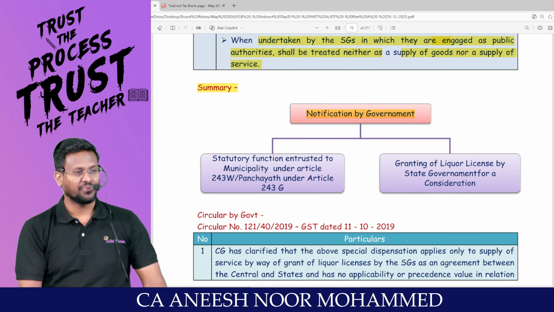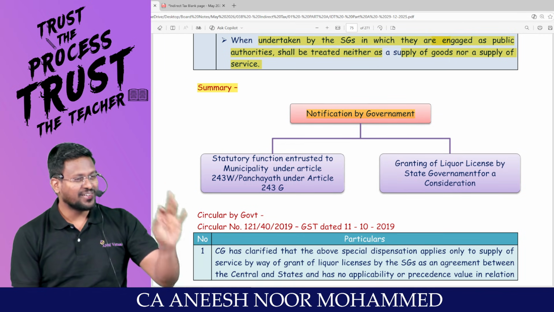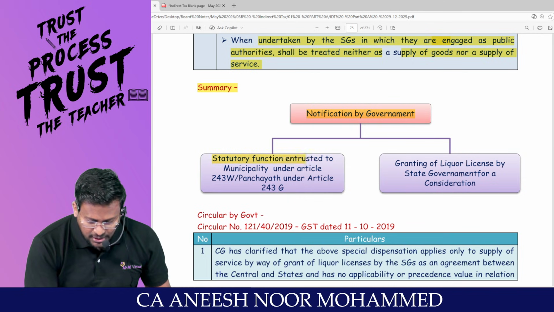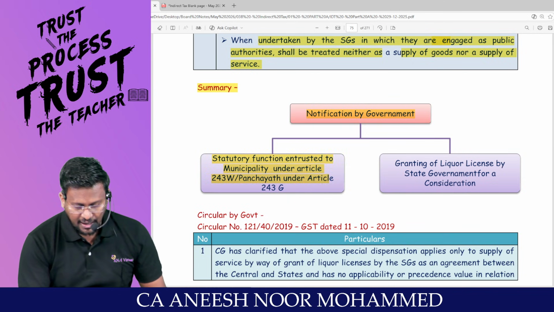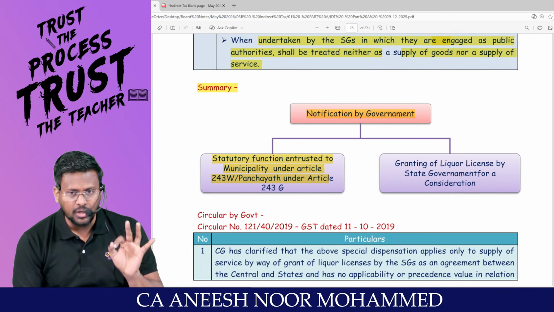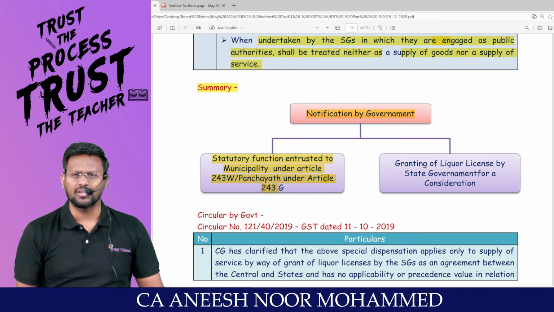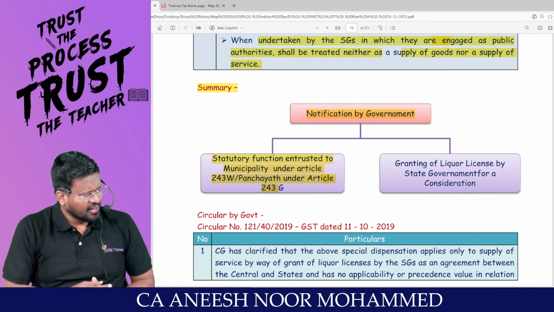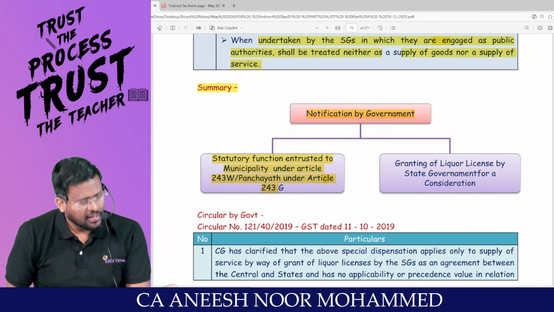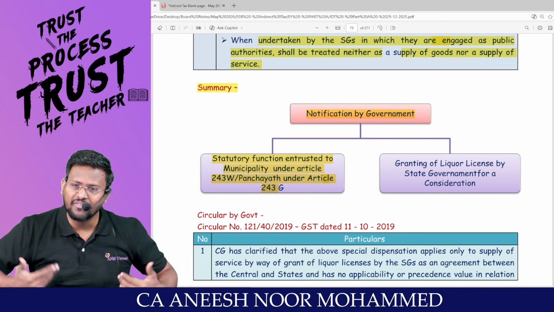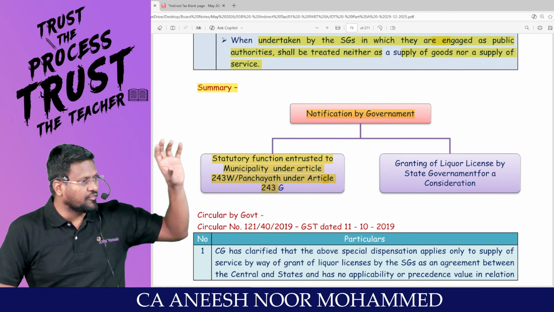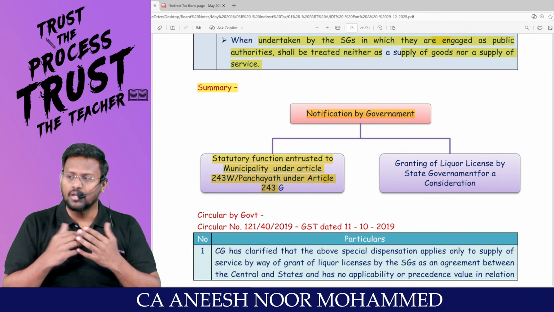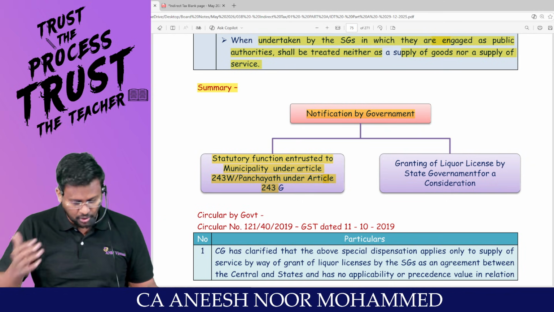Notification by the government. So there are two notifications which are treated as neither supply of goods nor supply of services. Am I right, sir? Statutory function entrusted to a municipality under Article 243W or statutory function entrusted to a panchayat under Article 243G are neither supply of goods nor supply of services. Clear? Sir, these are statutory functions. To do these functions only we have elected you. If you are doing the statutory functions entrusted under Article 243G or Article 243W, these are neither supply of goods nor supply of services.